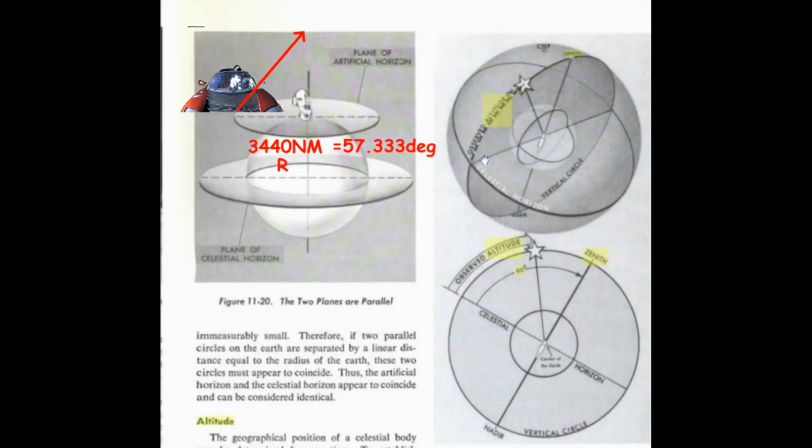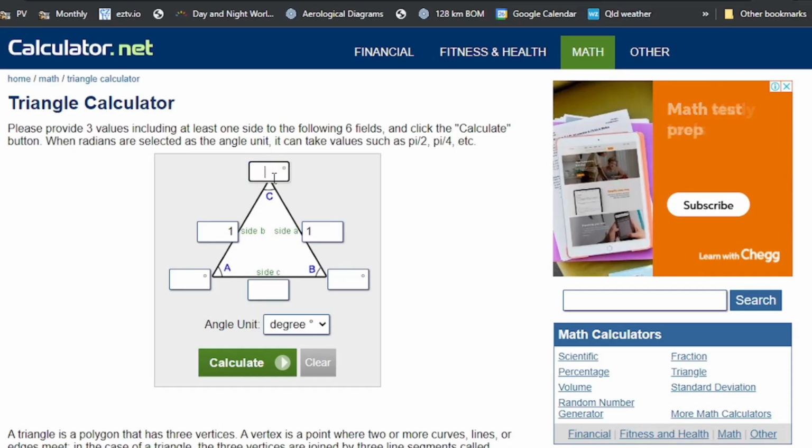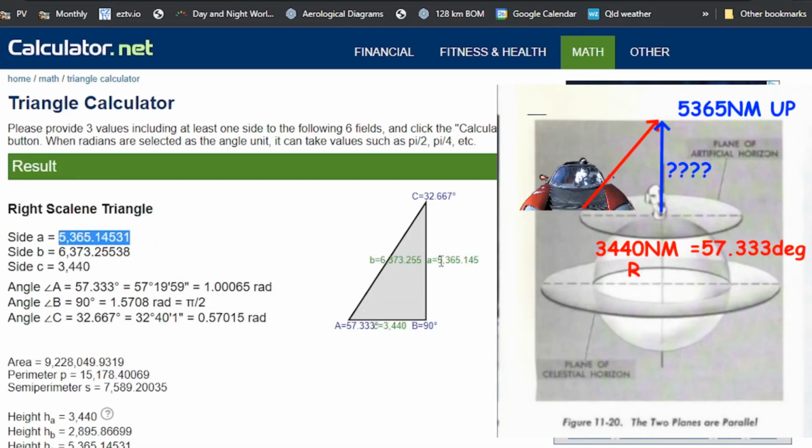So if the star viewed from Guy 2 has to be 57.33 degrees above Guy 1, how far is it above Zenith Dude? Well, triangle calculator, please. We'll put a 90 degree here, 3340 here, 57.33 here. 5,365 nautical miles above Zenith Dude. Yeah, that ain't right, is it?